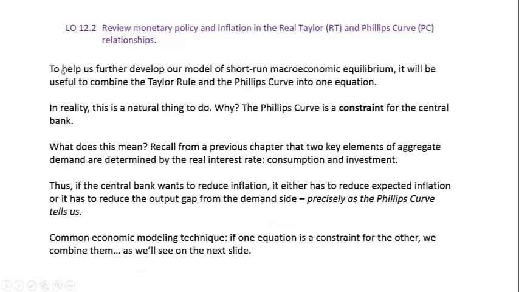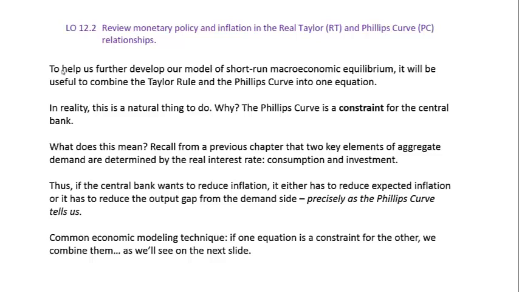Now, in order to help us further develop our model of short-run macroeconomic equilibria, it will be useful to combine the Taylor rule and the Phillips curve into one equation. In reality, this is a natural thing to do. Why? Because the Phillips curve is a constraint for the central bank. Well, what does that mean?